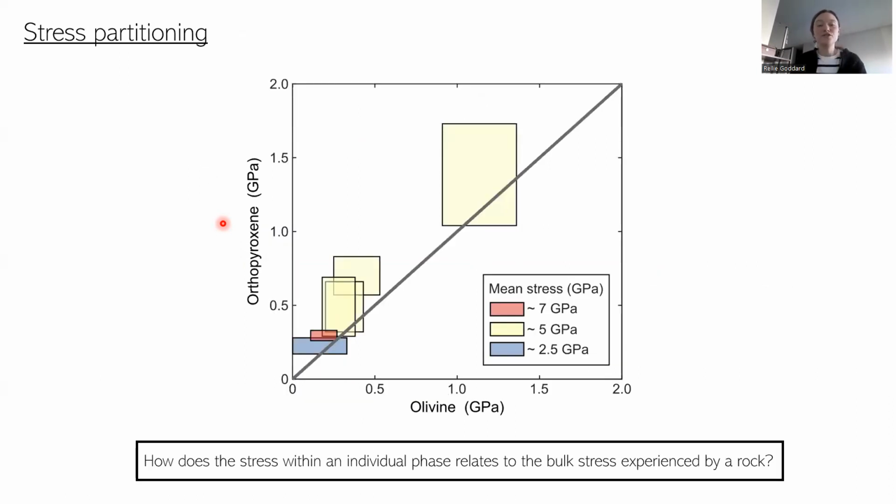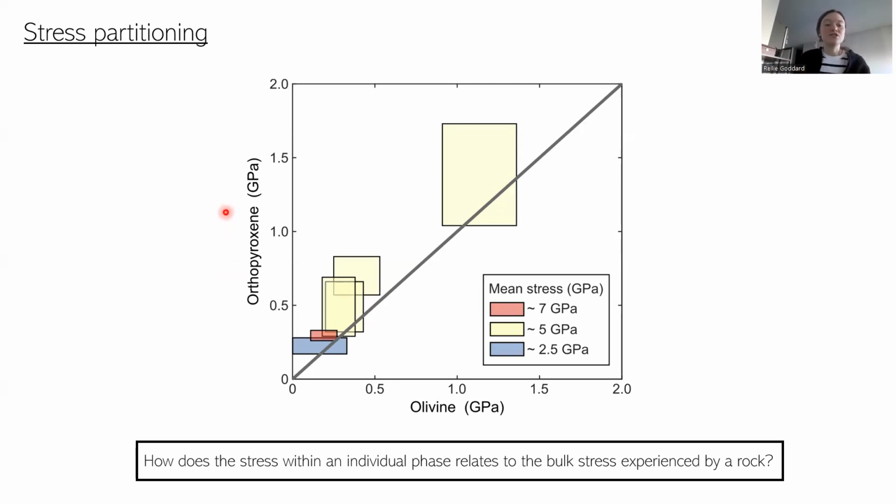The final thing I wanted to talk about is stress partitioning and how subgrain size piezometry correlates to the bulk stress that's experienced by a rock. Unfortunately, because we don't have any subgrains within our orthopyroxene, we can't in this study use subgrain size piezometry to look at stress partitioning, but we can use the X-ray diffraction data that we had.